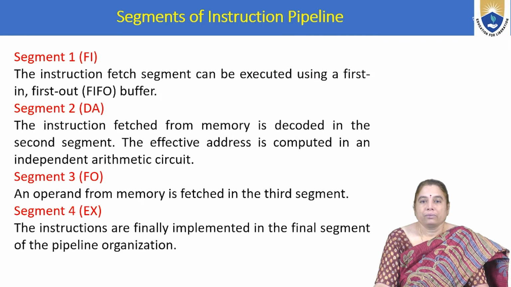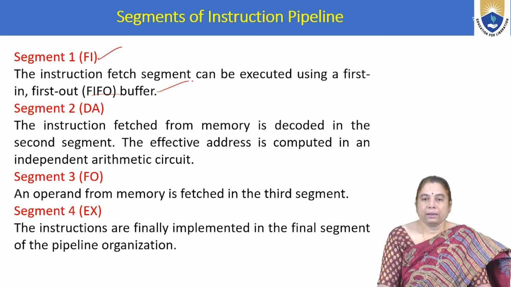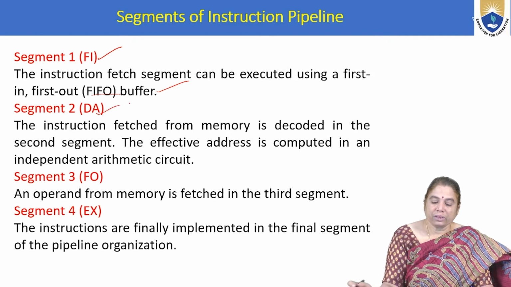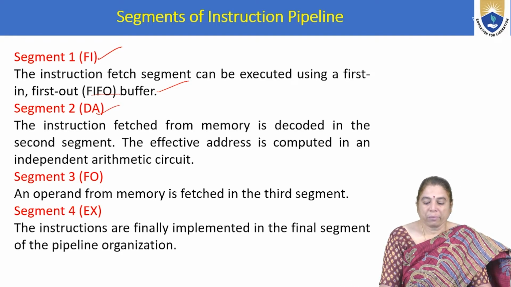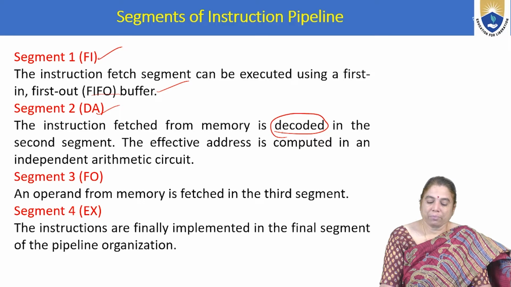So what are the segments of operations that can be performed during the instruction pipeline? Segment 1 can be referred as FI, the fetch segment, which can be executed using a first in first out basis buffer, and the instruction from the memory can be fetched and stored in the instruction register. The second segment is DA. The instruction fetched from the memory is decoded in the second segment. The decode operation can be performed.